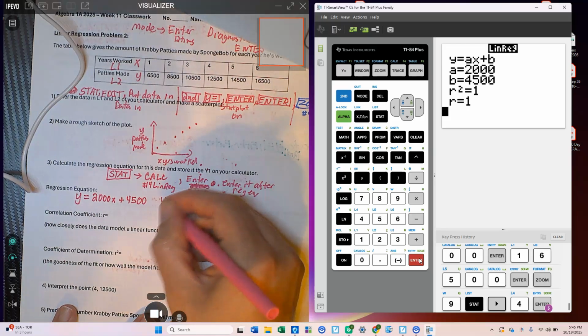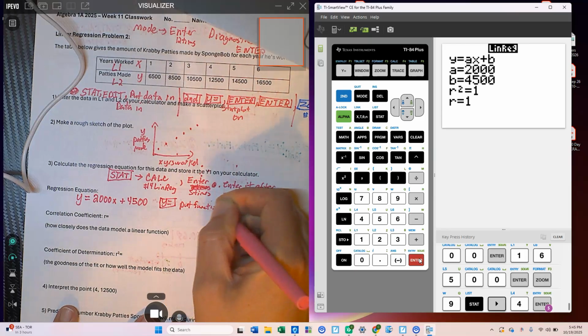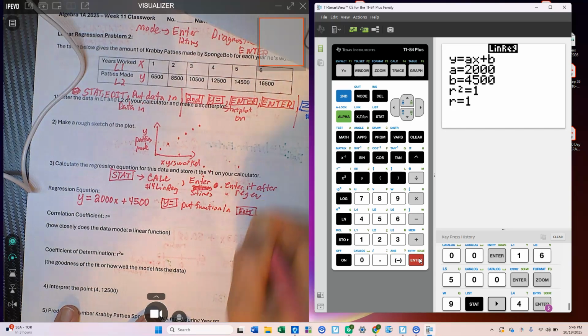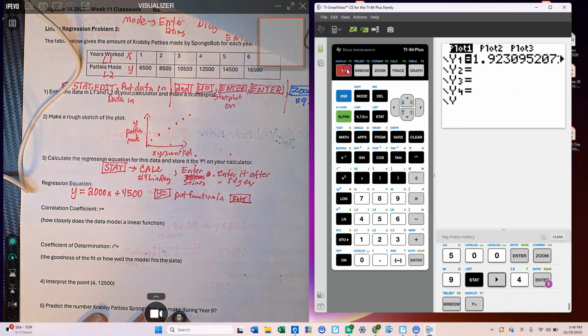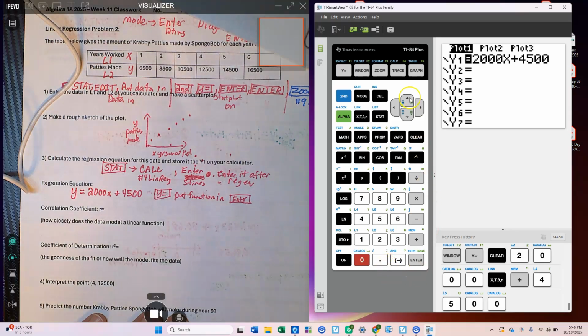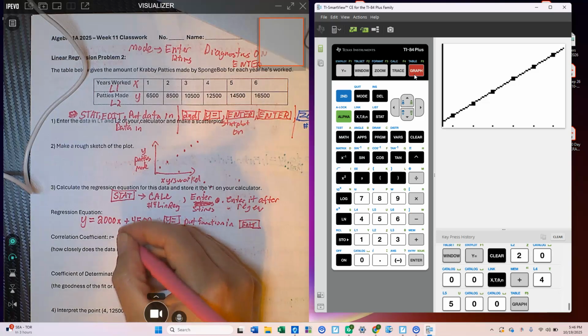So now we could go to y equals. So I could just go y equals, clear that one, just put this one in. See, it went right through every point. R was 1.